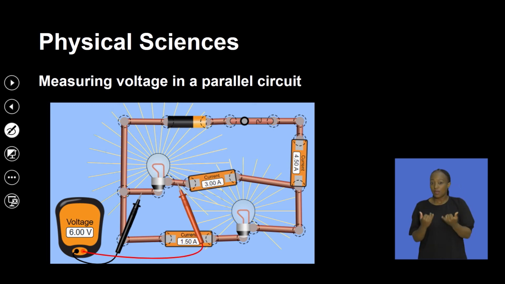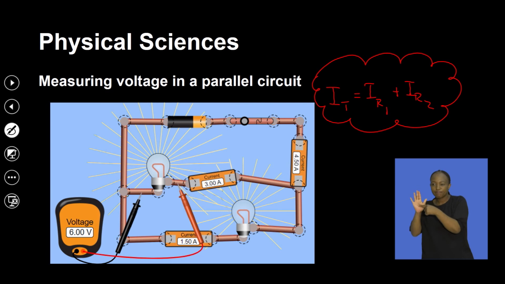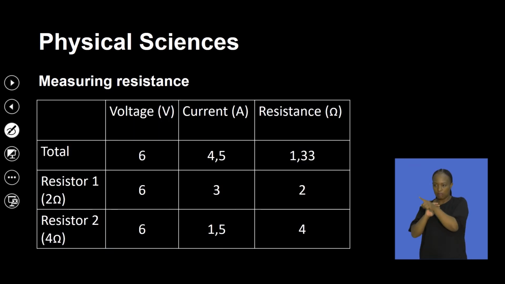So in short, we are saying that the main current through the battery is the sum of the current that goes through bulb number 1 and the current that goes through bulb number 2. Okay, so this is the main thing about this parallel circuit that we've just explored. And if you add the 3 and the 1.5, it gives you that total current, which is the main current in the circuit.